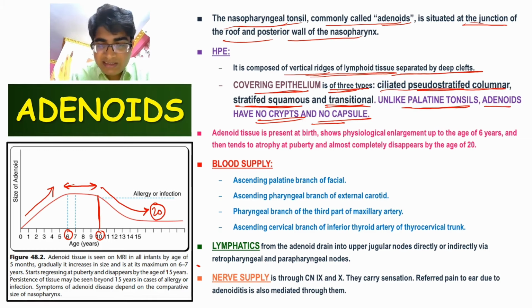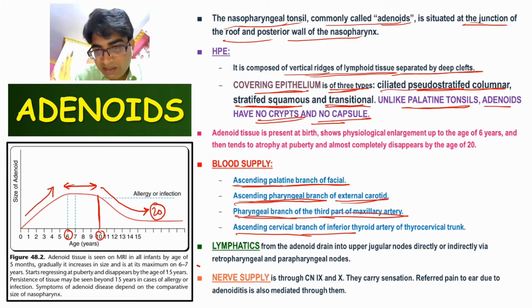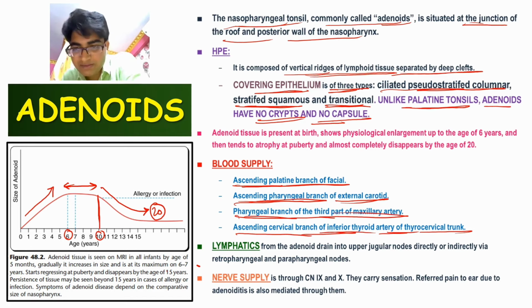So that is, firstly, it is being supplied by the ascending palatine branch of the facial artery, then the ascending pharyngeal branch of the external carotid artery. Again, these two are the same as those of the palatine tonsil. Then the pharyngeal branch of the third part of the maxillary artery, then the ascending cervical branch of the inferior thyroid artery of the thyrocervical trunk also supplies the adenoids.